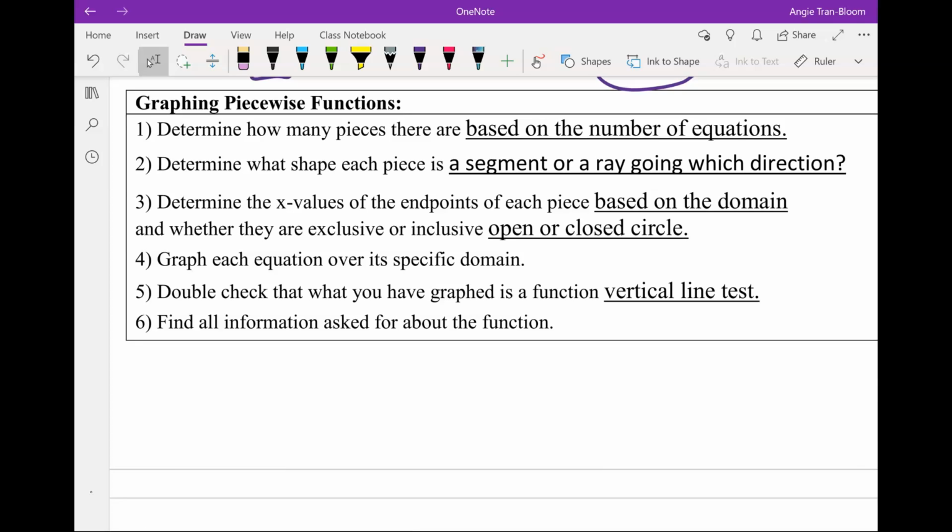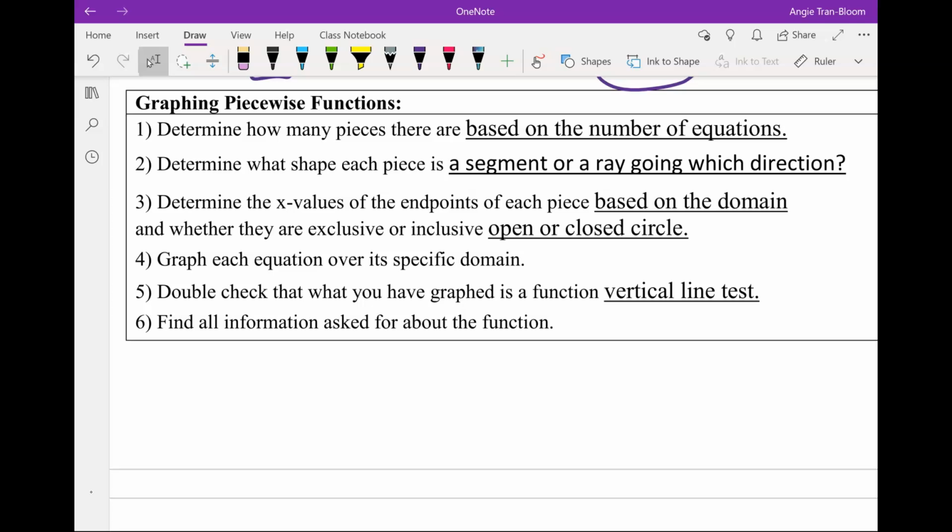Number 1, Brandon, can you help me read number 1, please? Determine how many pieces there are based on the numbered equation. Yeah, if there are 3 pieces in the equation, you should have 3 pieces graphed out. Number 2, Malin H. Determine what shape each piece is, a segment or a ray going which direction. Oh yeah, how do we know if your piece is a ray versus a segment? What do you need to know that it's a segment?